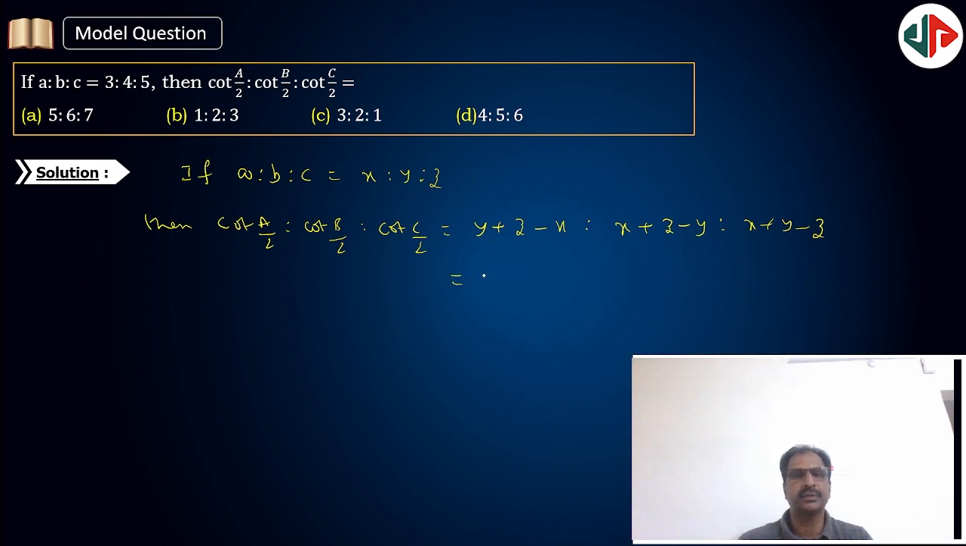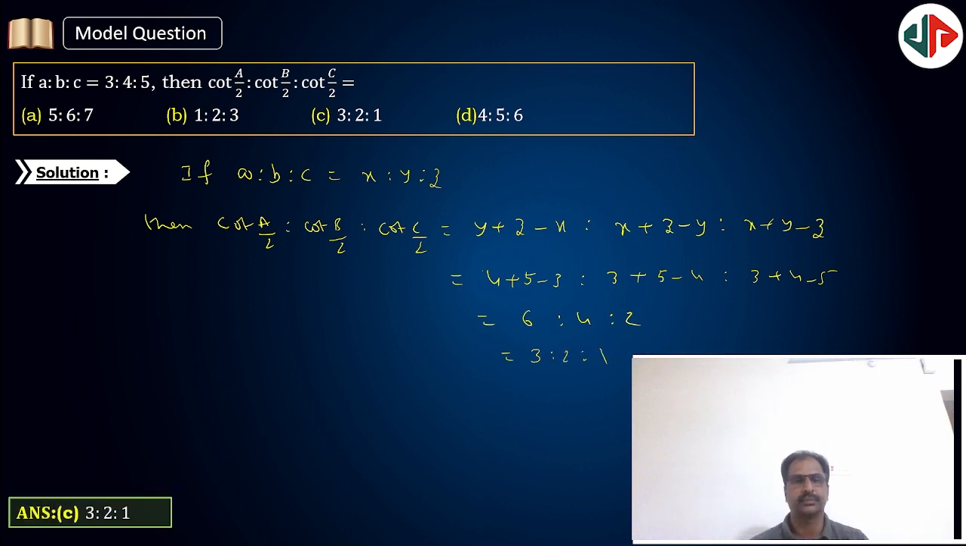What is y for us? 4. So 4 plus 5 minus 3. X is 3, so 3 plus 5 minus 4. 3 plus 4 minus 5, which means 6 is to 4 is to 2. 3 is to 2 is to 1. Option C is the correct answer.